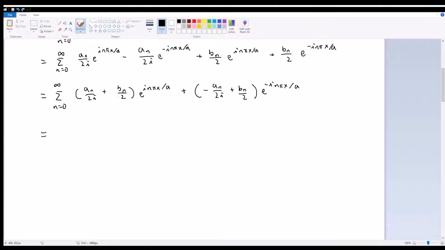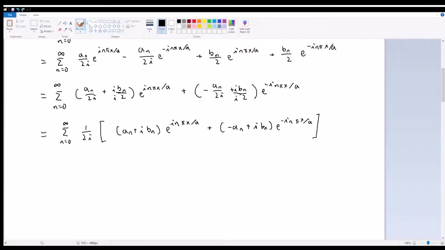There's nothing necessarily stopping us from adding on a factor of i over i, because I'm trying to factor out the 2i in the denominator. So I'm going to write out i over i for both of these bn terms. What this is going to give us is a summation from n equals 0 to infinity of 1 over 2i multiplied by an plus i bn times e to the i n pi x over a, and then plus negative an plus i bn times e to the negative i n pi x over a.